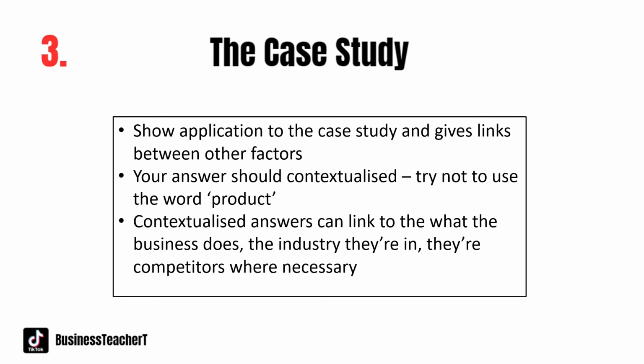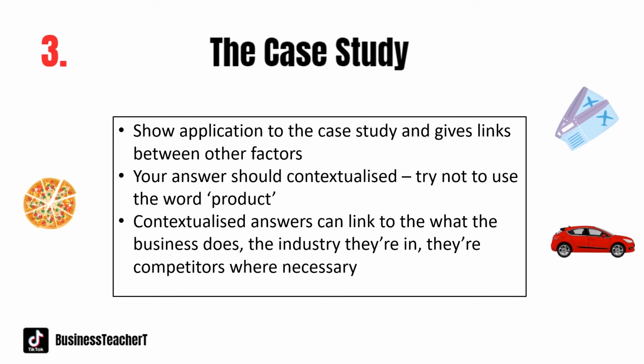You should ensure that your answer is contextualized. So try not to use the word product when you are aware of the business and what it actually sells. For example, if it's an airline, we wouldn't say that they sell products. We know they sell airline tickets. If it's a restaurant, a pizzeria, for example, we could say that they sell food or they sell pizzas instead of using the word product. If it's a car dealership, instead of saying product, we could say cars because we're aware. And that helps to contextualize our answer.